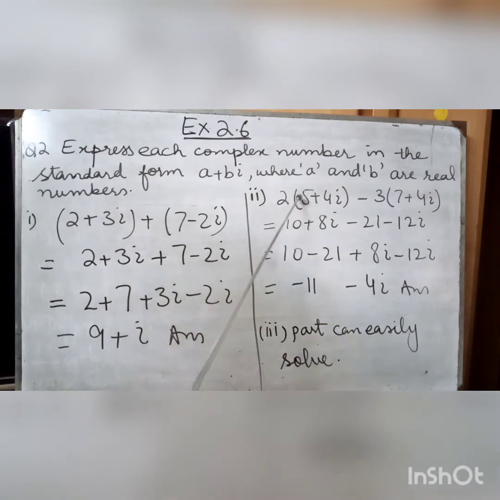Second part, 2 into 5 plus 4 iota minus 3 into 7 plus 4 iota. Multiply these scalars with the complex number. Then we have 2 times 5 is 10 and 2 times 4 is 8 iota, minus 3 times 7 is 21, minus 3 times 4 is 12 iota. Then we have the expression 10 minus 21 plus 8 iota minus 12 iota, which is equal to minus 11 minus 4 iota. Answer. Third part can easily be solved accordingly.